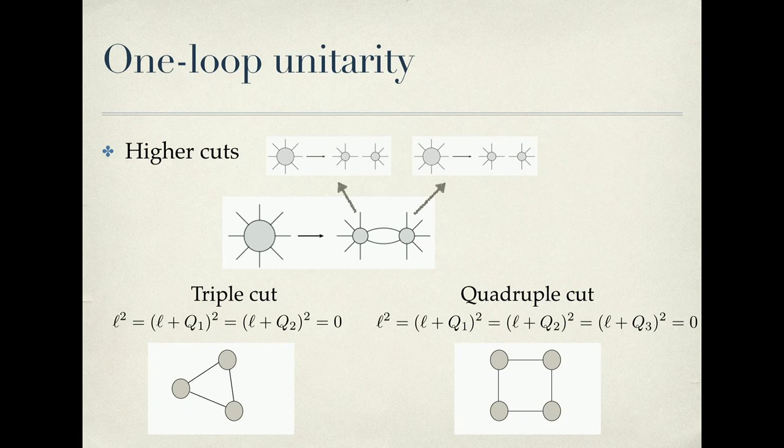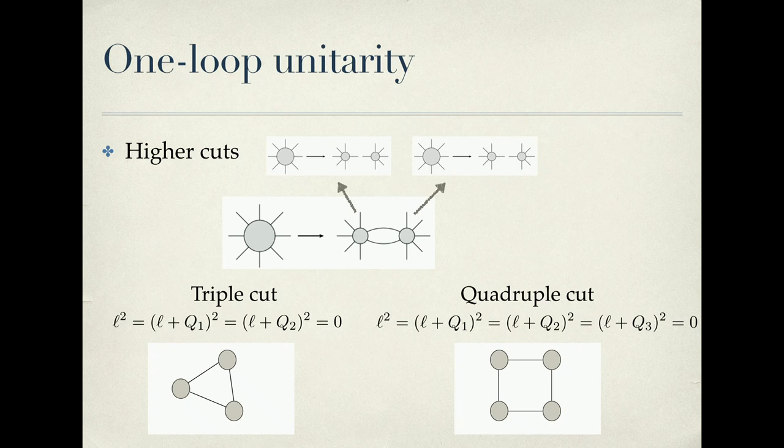So that would mean not setting two propagators to zero, but three propagators to zero. So L square, L plus Q1 square, and some L plus Q2 square is zero. Three propagators are zero. And then the full amplitude actually factorizes into the product of three three-level amplitudes, not just two. And we can do even more. We can set four of them to zero, like factorize that and that. And then the amplitude factorizes into a product of four three-level amplitudes.